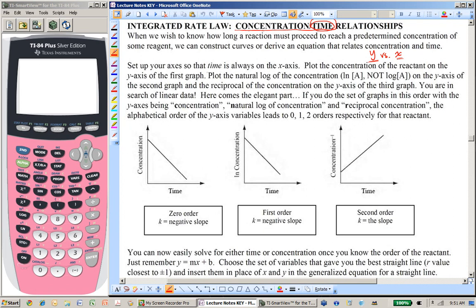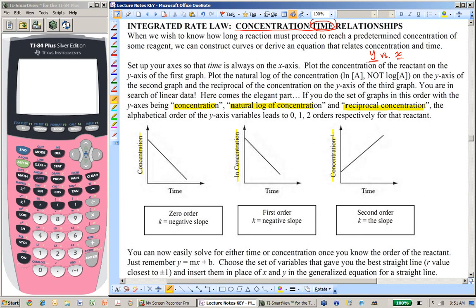So we're going to always set it up so that time is on the x-axis, and then we're going to plot 3 different entities, and this is where the memory work comes in for you. We're going to plot the concentration, the natural log of the concentration, and the reciprocal of the concentration. If you think about those in alphabetical order, concentration starts with a C, natural log with an N, and R with the reciprocal, so that's alphabetical order.